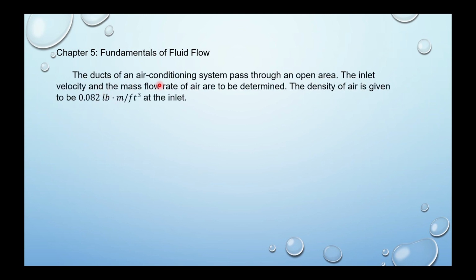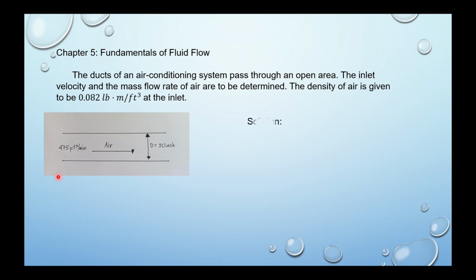The ducts of an air conditioning system pass through an open area. The inlet velocity and the mass flow rate of air are to be determined. The density of air is given to be 0.082 pounds-mass per cubic feet at the inlet. So this is the figure.